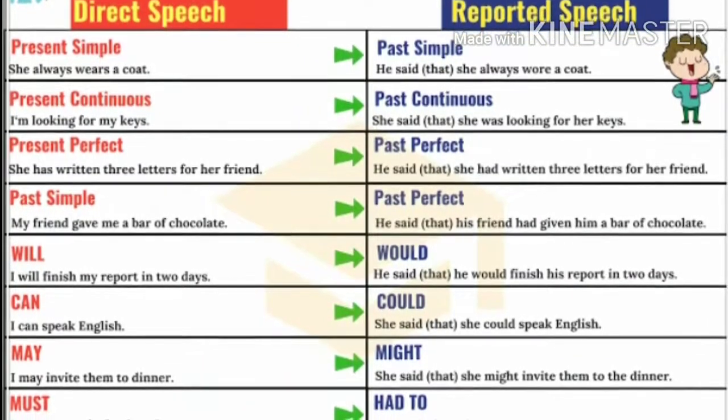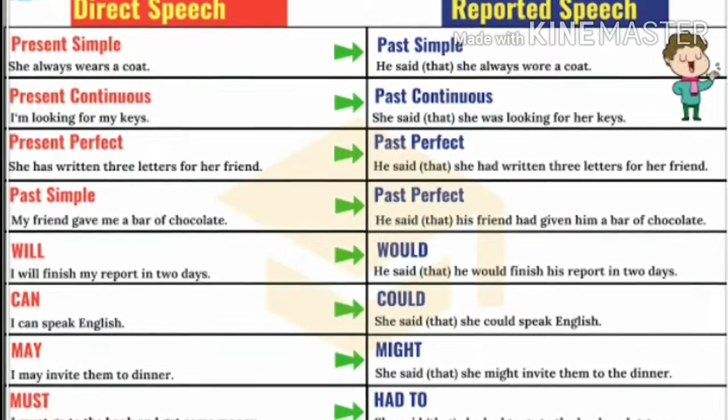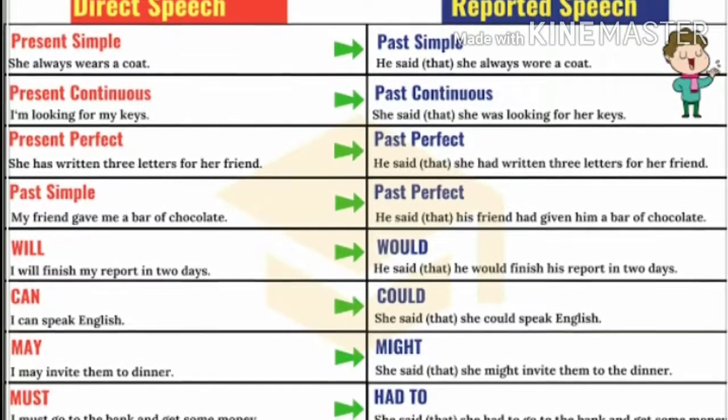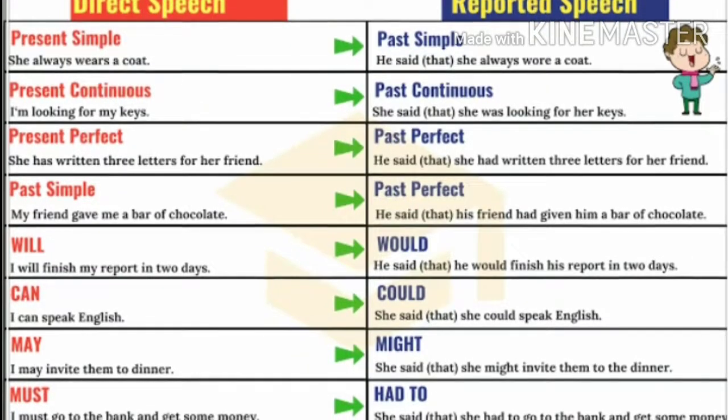Can will change to could. See the example. It's written in direct speech: I can speak English. Its reported will be: she said that she could speak English.